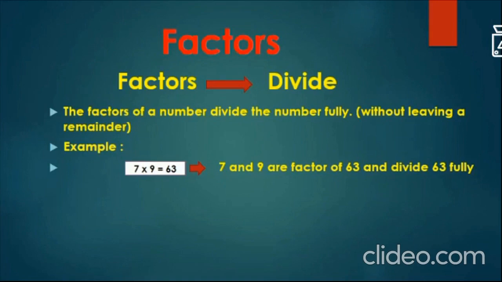That means 7 divides 63 fully and 9 also divides 63 fully. When we divide 63 by these numbers, we get remainder 0. So 7 and 9 are the factors of 63.